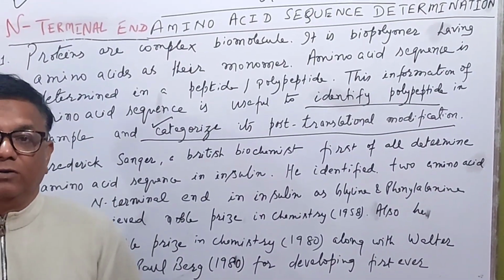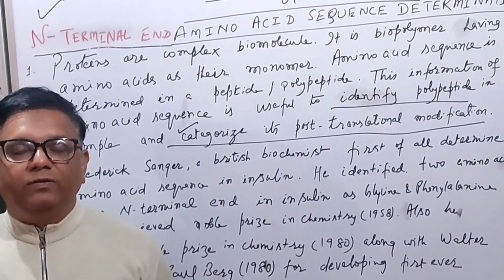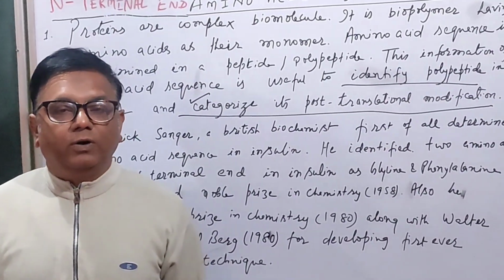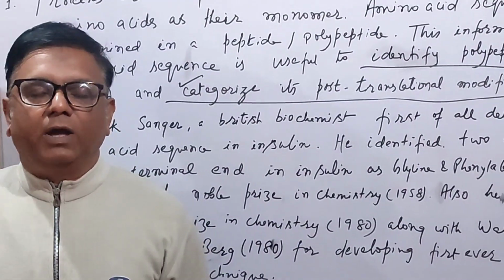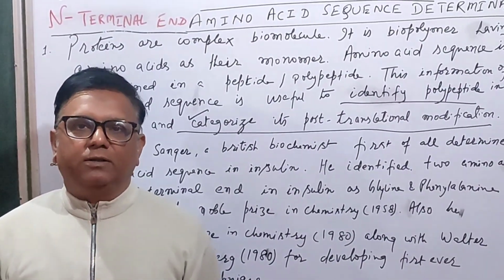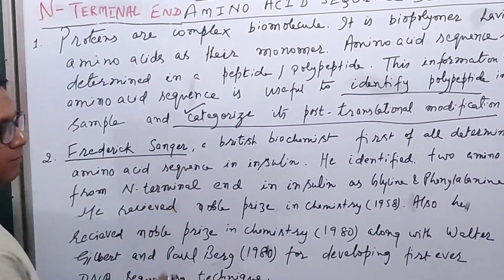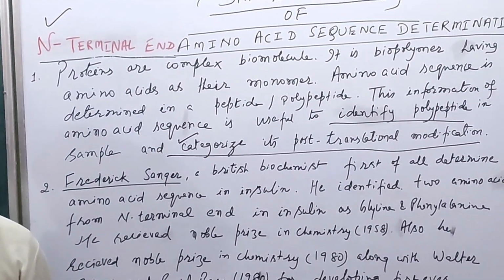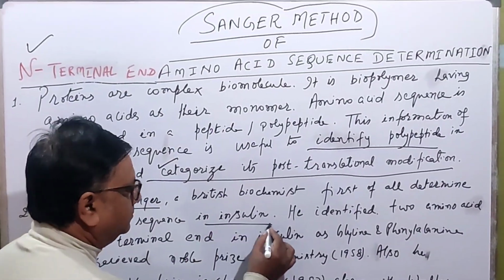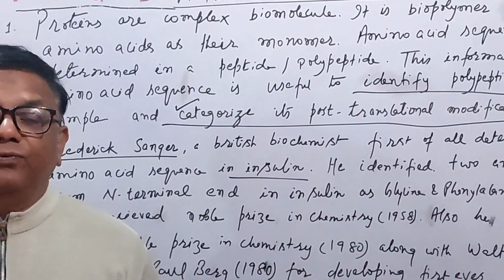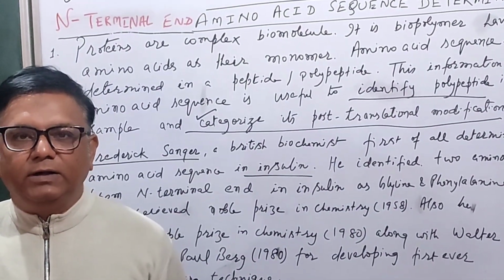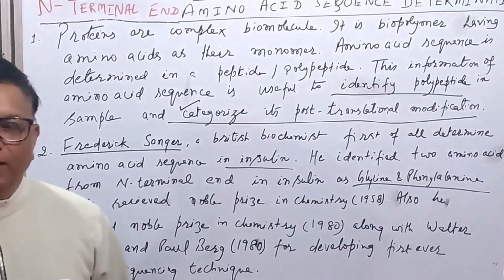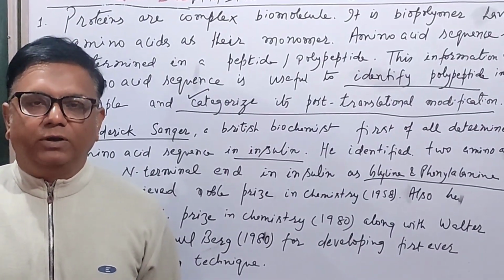If you are interested in history, you must know that the first biochemist responsible for developing the method for amino acid sequence determination from the N-terminal side is Frederick Sanger. He was a British biochemist, and he first determined the amino acid sequence of insulin, including the first two amino acids from the N-terminal side of insulin, that is glycine and phenylalanine. In 1958 he was awarded the Nobel Prize for his pioneering work.